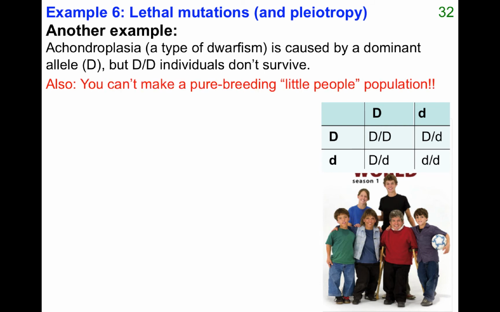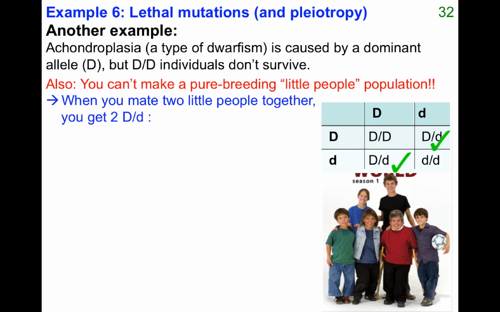Now, another thing about these lethal mutations is that you can't make a pure breeding line. So as much as I said before that you want to start with pure breeding parents when you're setting up crosses just so you know exactly what you're making, it's impossible to do that for something that has recessive lethality, right? Because you can mate two little people together, right?